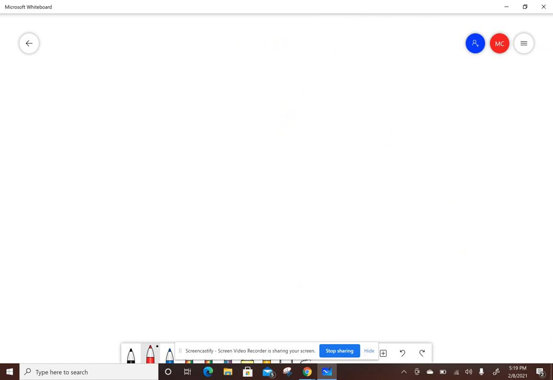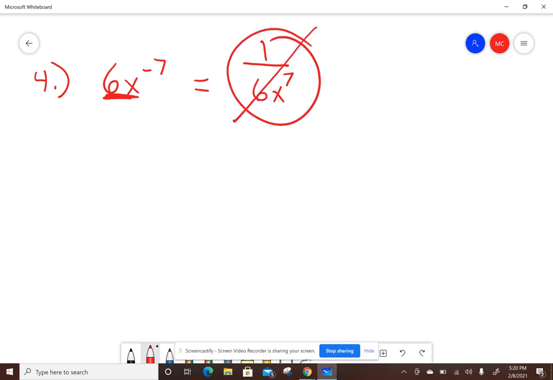Okay, so for number 4, looks simple enough, but let me show you the most common mistake. Most common mistake is to think these two are attached and you make it 1 over 6 to the 7th. That is wrong because the 6 has its own exponent. The 6 is to the power of 1, so it stays where it is. X to the 7th moves to the bottom, so it's 6 over x to the 7th. Okay, number 5.